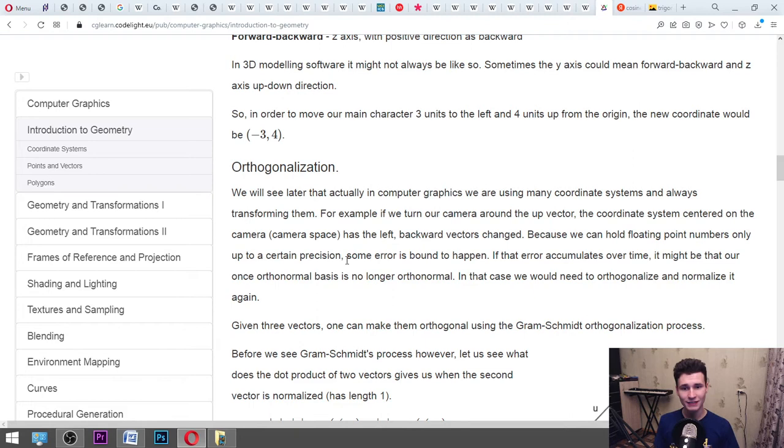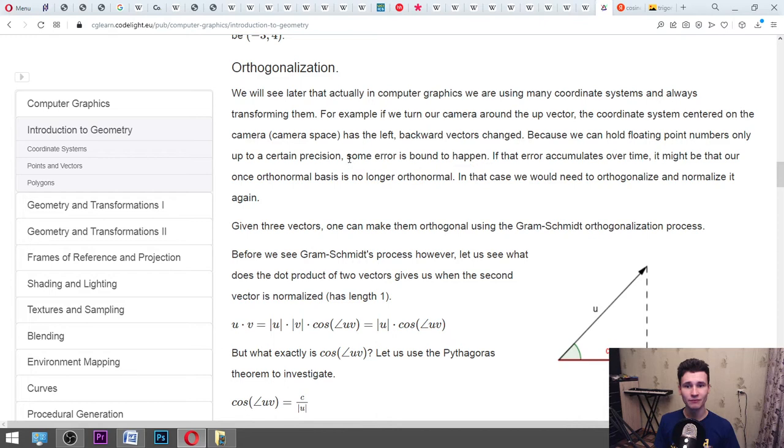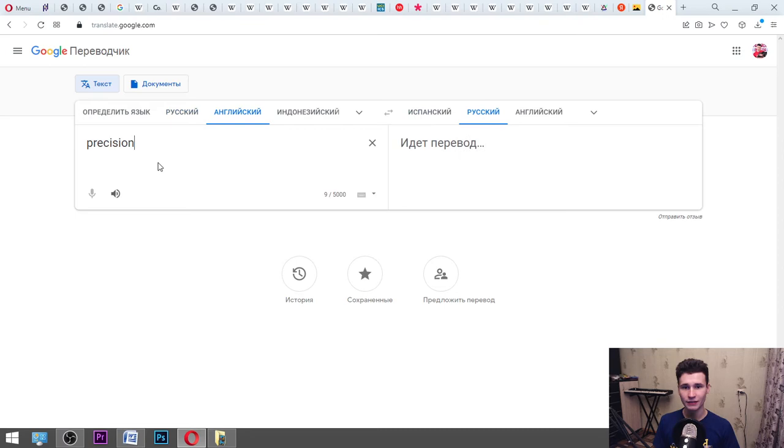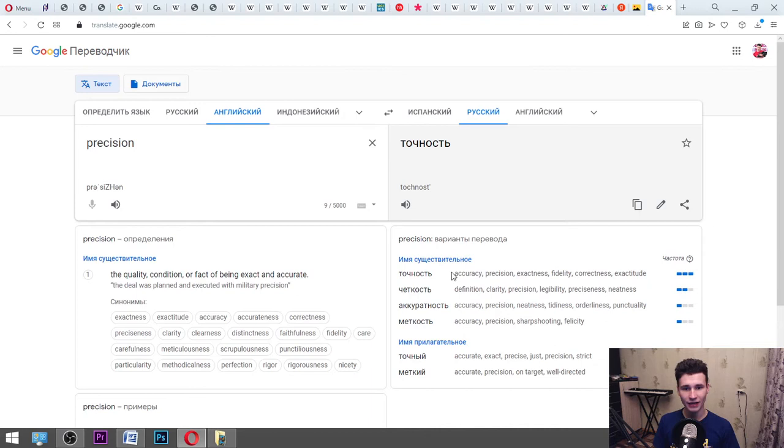Some error is bound to happen, and precision also, what could it mean? It is okay, because in Russian language you have precision. Okay, it is accuracy, it is the precision, sorry. Let's change our meaning, that precision is accuracy, exactness, fidelity, correctness, exactitude. Okay, definition, neatness. In Russian we have precession, and it is precession of axis.